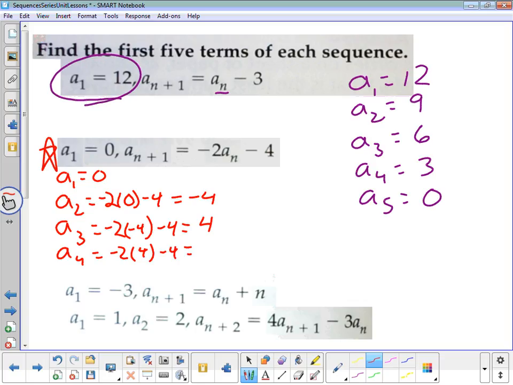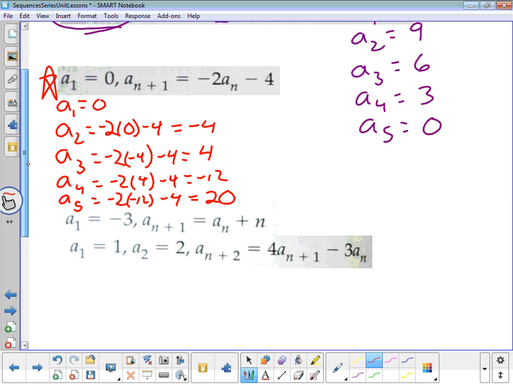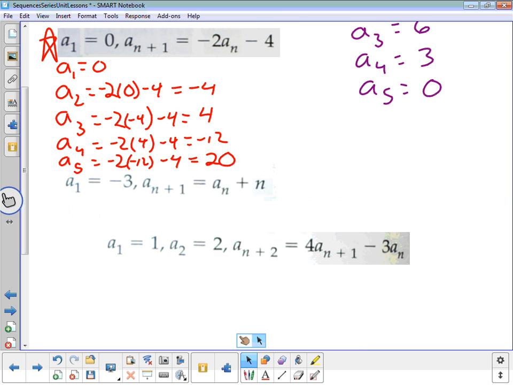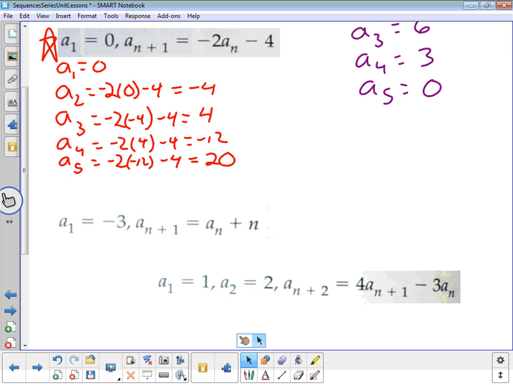My fourth term, negative 2 times the 4, minus 4. So negative 2 times 4 is negative 8. Negative 8 minus 4 would give me a negative 12. And then my fifth term, again, I'm just going to take a negative 2 times what I just had and subtract 4. And I would get 20 on the nose. So there we have those two types of problems. What will happen is we start to get these really funky ones.